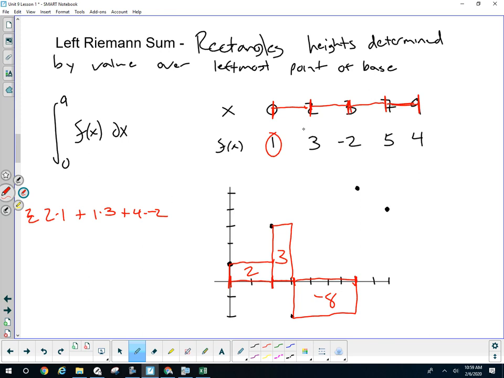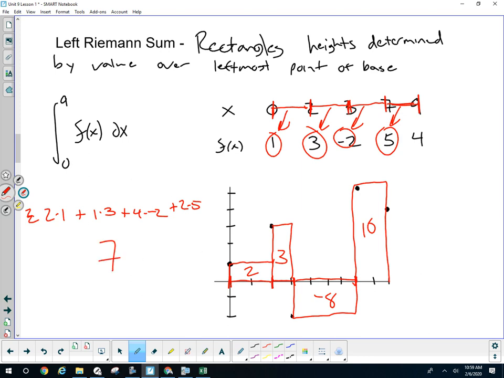So I end up using this 1, this 3, this negative 2, and this 5, and I exclude the 4. Okay? I like what Mr. Foreman's doing here. He's saying use this one to the left. I like that. Okay? So 7 to 9, ignore the 4, use the 5. This is going to be 10, base length of 2, height of 5. You can add these up, 7. Is that going to be an accurate approximation? I don't know, but it's just a left Riemann sum approximation. Okay?